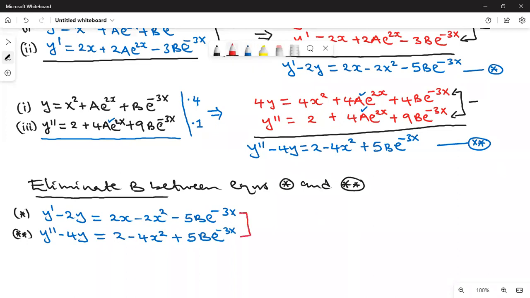You simply need to add them, because I can see they have the same coefficients except the sign. One of them is negative, another one is positive. So when we add, we are going to get 0b, which is just 0. So add the two equations.